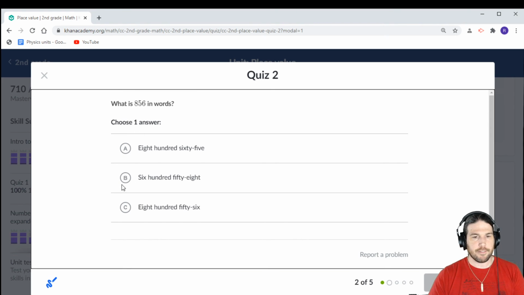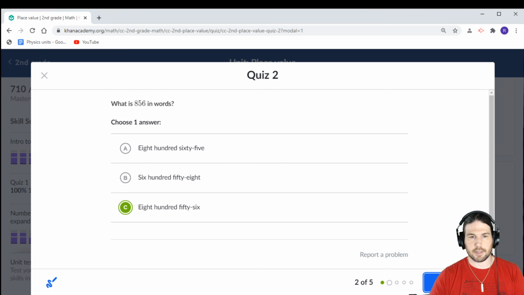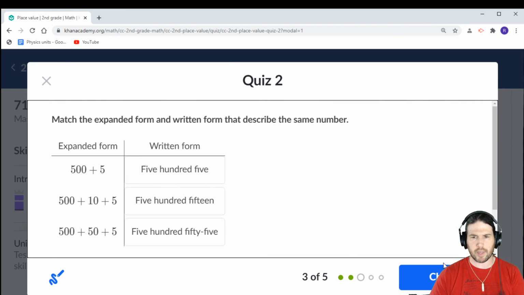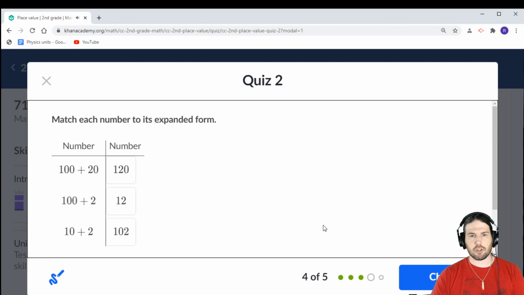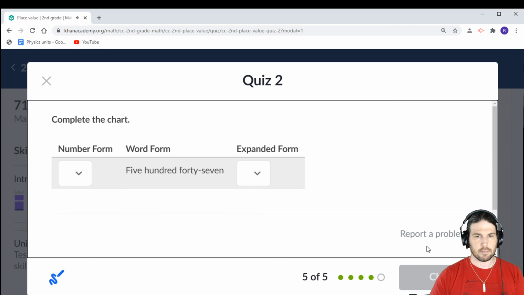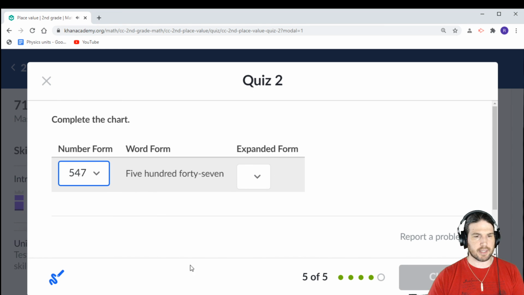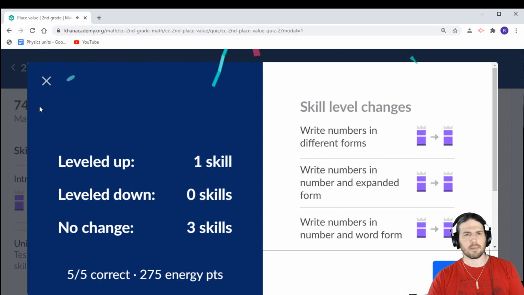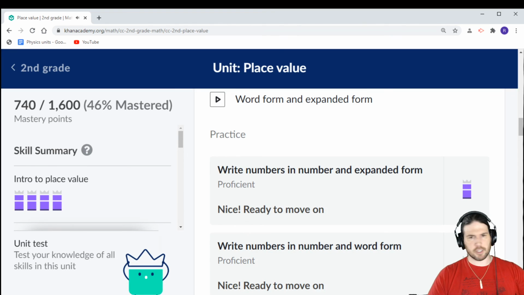What is 856 in words? Match the expanded form and the written form. So that's 505, that's 515, and that third one is 555. Should probably zoom in just a touch to make this a bit more accessible. There we go. Match each number to its expanded form. 100 plus 20 is 120. 100 plus 2 is 102. And 10 plus 2 is 12. Finally, 547 is 500 plus 40 plus 7. No problem. We are just moving super fast through this.